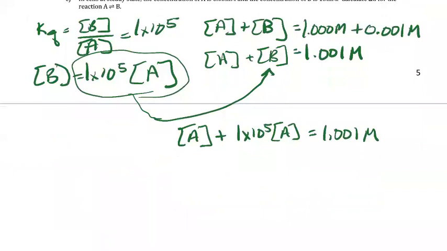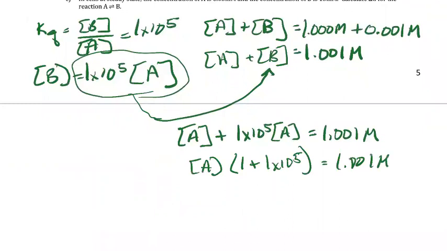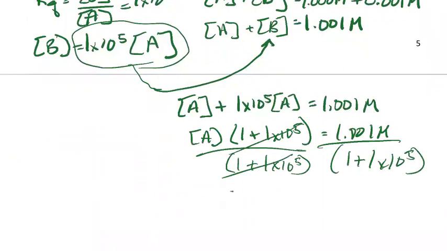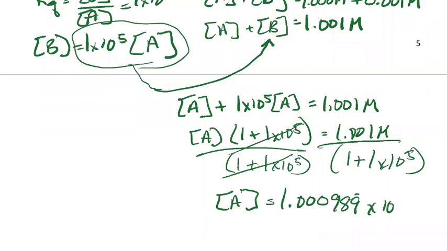So now all you have to do is factor out your A, right? You get 1 plus 1 times 10 to the 5th, times A, equals 1.001 molar. And now we just want to get A by itself. So the concentration of A is equal to, and when you put this in your calculator, you should get 1.000989 repeating, something like that, times 10 to the negative 5th molar, right?